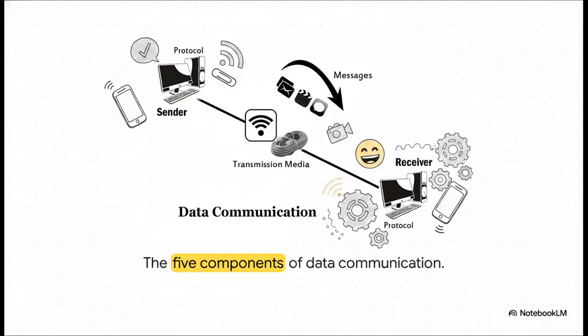Okay, let's dive into this. There are basically 5 core components to any digital conversation. If you send a WhatsApp message, your phone is the sender, your friend's phone is the receiver, and the text itself is the message. The Wi-Fi network carrying it, that's a transmission medium. But the real unsung hero here is the protocol. These are the strict, invisible rules governing the whole conversation. It's kind of like a digital handshake that ensures both devices perfectly understand the syntax and the timing of the data.